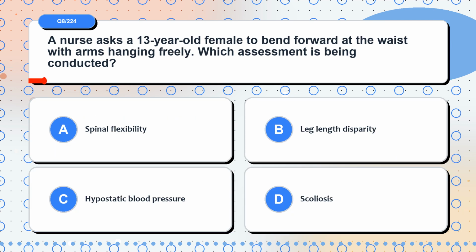Question 8. A nurse asks a 13-year-old female to bend forward at the waist with arms hanging freely. Which assessment is being conducted? Here are the options. Option A. Spinal flexibility. Option B. Leg length disparity. Option C. Orthostatic blood pressure. Option D. Scoliosis.